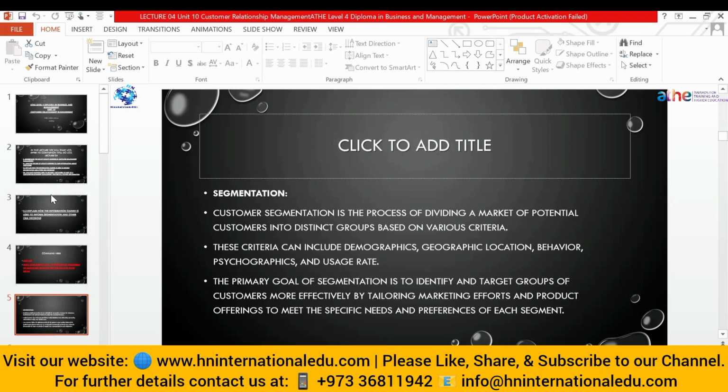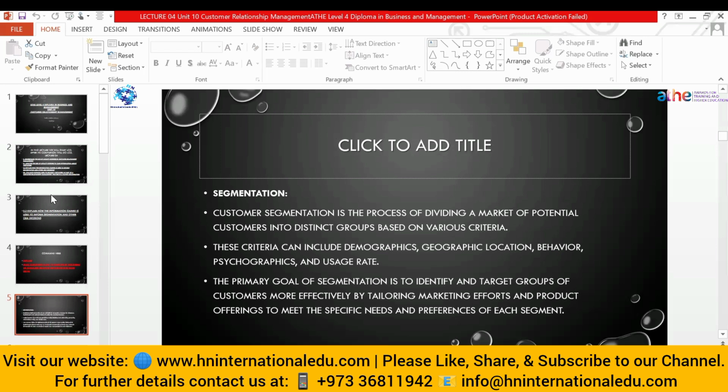What is segmentation? Customer segmentation is the process of dividing a market of potential consumers into distinct groups based on various criteria. That is, we are going to divide, separate, and segment those consumers according to their needs and wants. Let's read on what basis we do that. Demographics, geographic location, behavior, psychographics, and usage rate. These points, from demographics till usage rate, are in your assessment criteria 3.2, and I'll be explaining that with the help of examples.